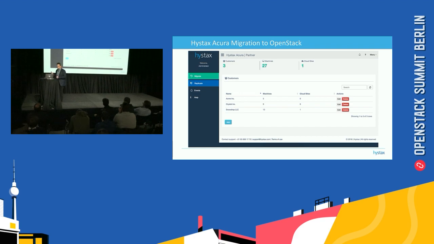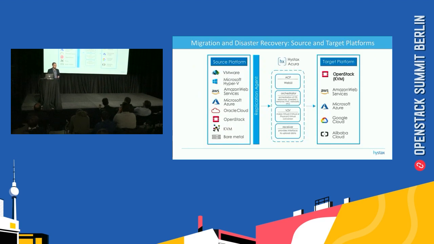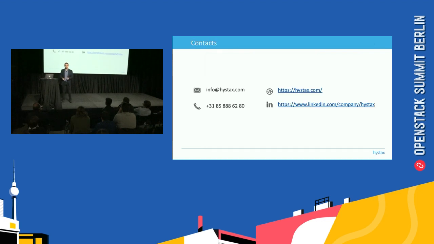In terms of supported platforms, on the source side we support any type of workload where you can run Windows or Linux machines, either with external or internal replication, as I mentioned. And on the target platform, OpenStack is one of the core targets, but we also support other clouds as well. If you have any questions, please feel free to ask.